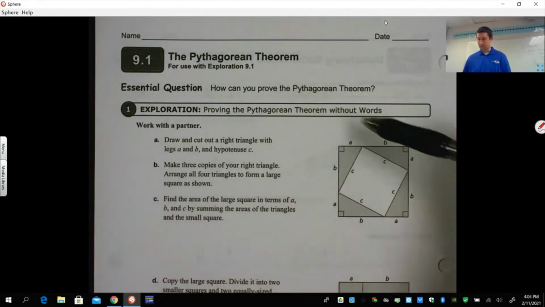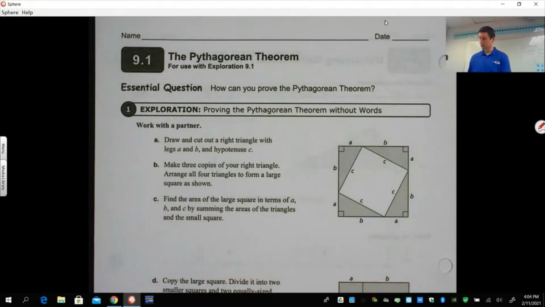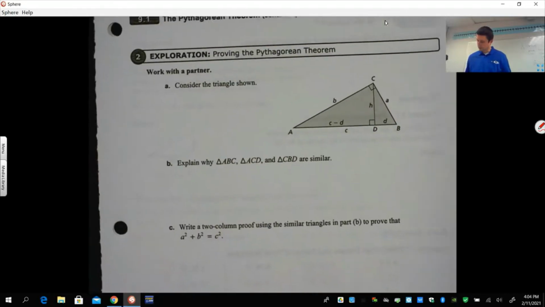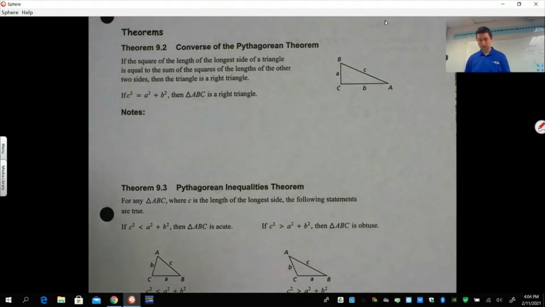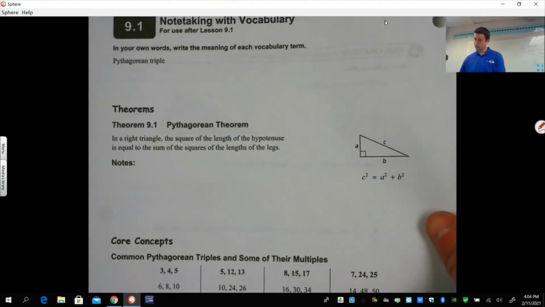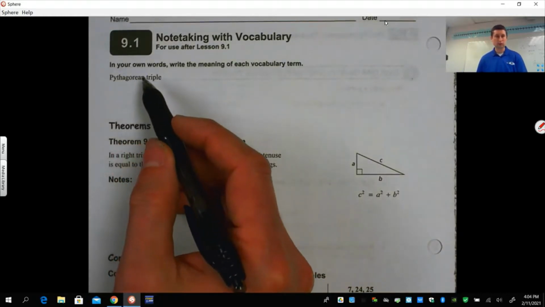It starts off with how can you prove the Pythagorean Theorem, and feel free to kind of read through that and try some of those if you want to. We are very familiar with that theorem already. We've seen it throughout this textbook. You saw it in middle school a lot. One of the new things that we're going to have here is what we refer to as a Pythagorean triple.